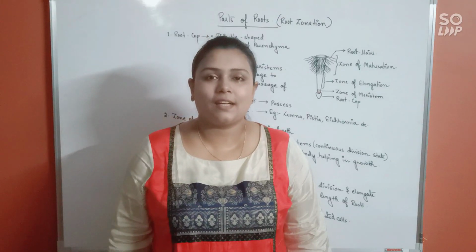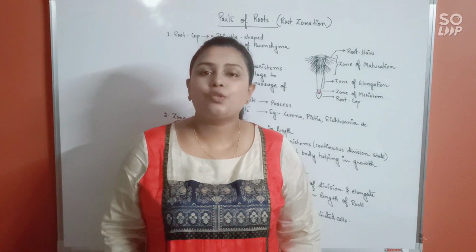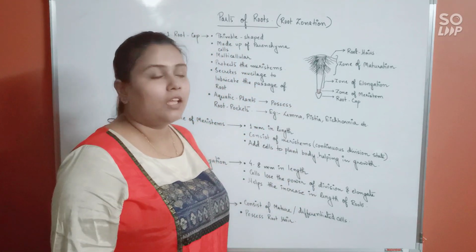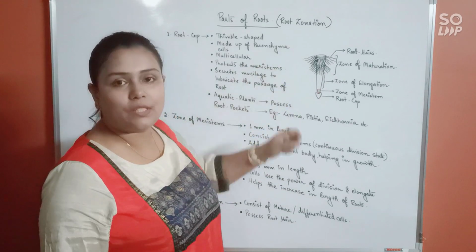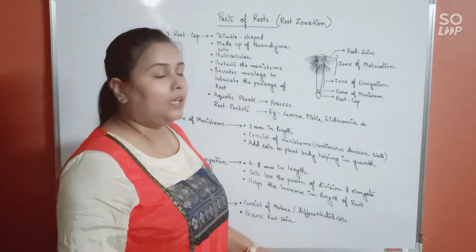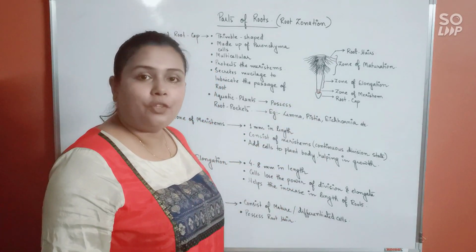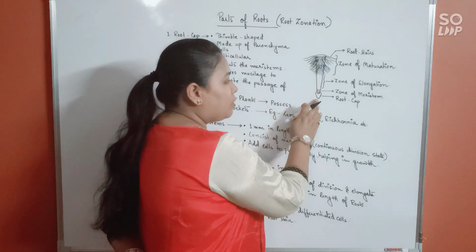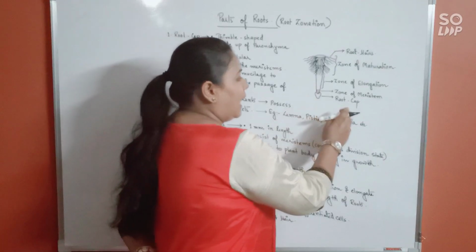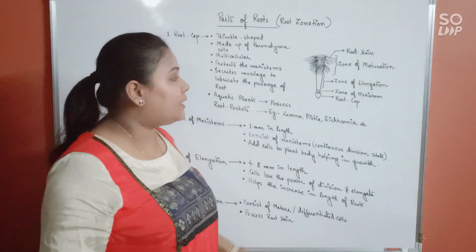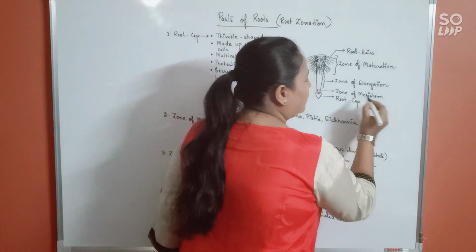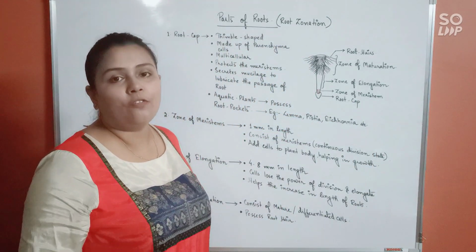Now let us discuss the parts of root or zonation in the root. Look at this diagram. You can see that there are distinct zones present in the root. Starting with the tip, the apical part of the root consists of a thimble-shaped structure called the root cap. The root cap is followed by the subapical zone that consists of meristems, so we call it the zone of meristems.